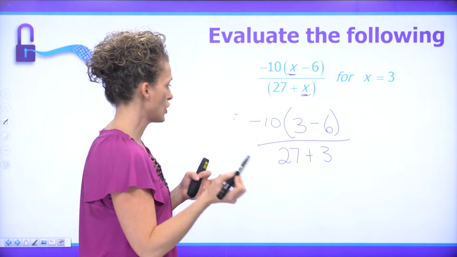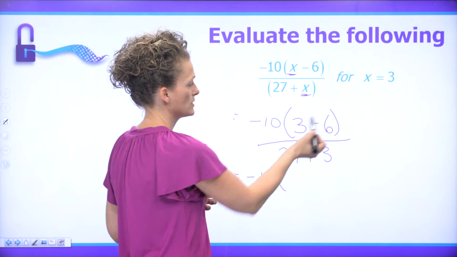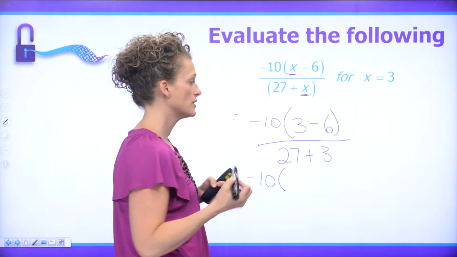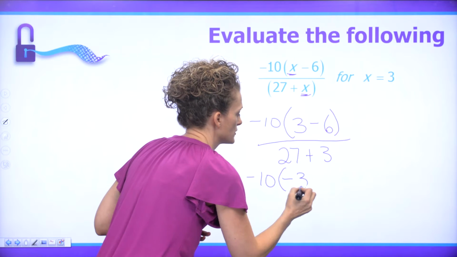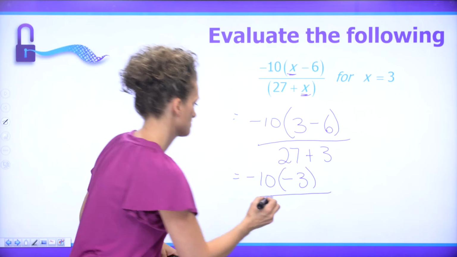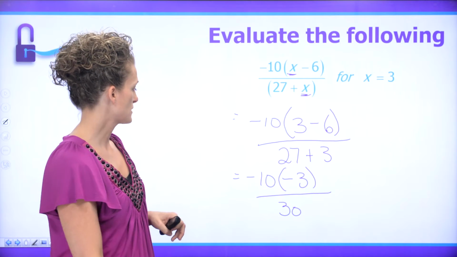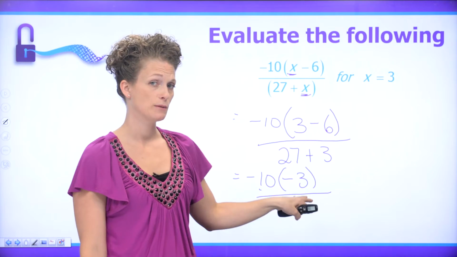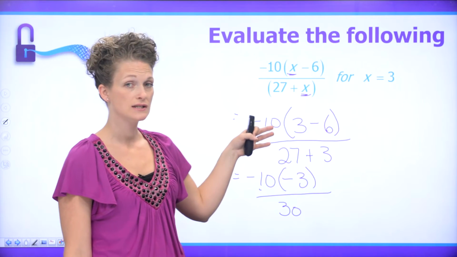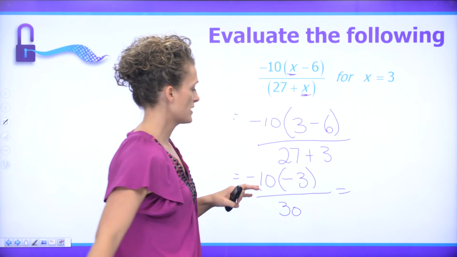And we're going to simplify first. 3 minus 6. So remember when we subtracted our integers, positive and negative, 3 minus 6 gives us negative 3. 27 plus 3 is going to give us 30. Now I'm going to carry over here because I'm running out of room. Now I have negative 10 times negative 3. And notice we've been following our order of operations. And that's very important in any question you do. And that's why I've done it this way.